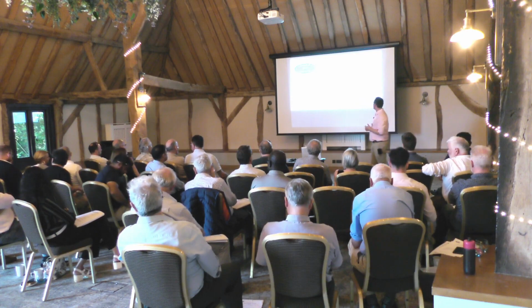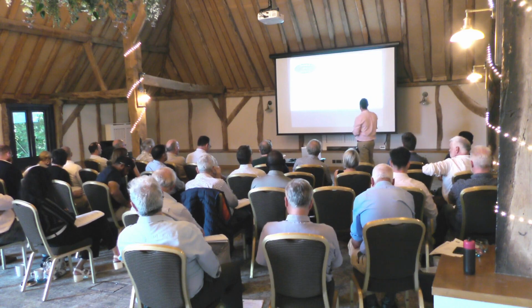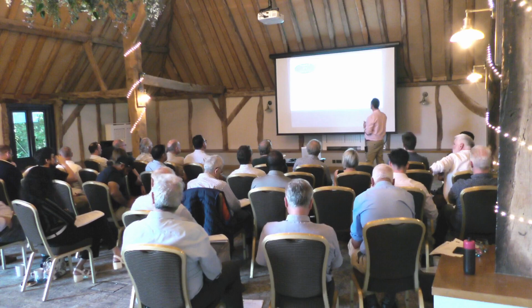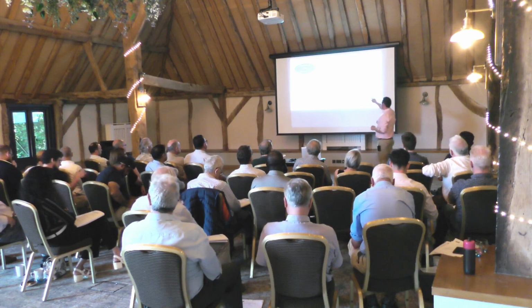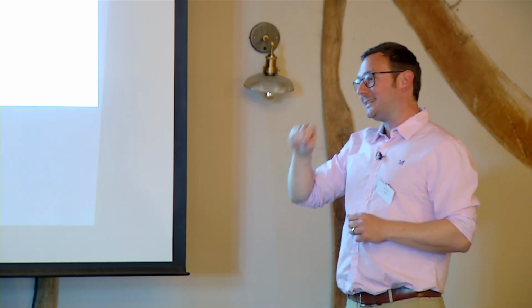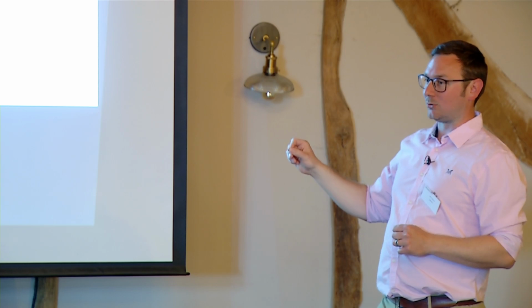So that's loft conversions. Sorry, can I add something? Yeah, of course. 5.3.2. Roofs, most of the time, do provide stability to the external walls. So it says the structure is essential for the stability of an external wall that needs to be fire resisting to achieve compartmentation or for the purposes of preventing fire spread between buildings. That's relating to B4, which we'll come to shortly, and compartmentation.